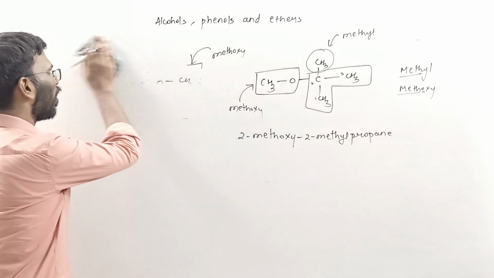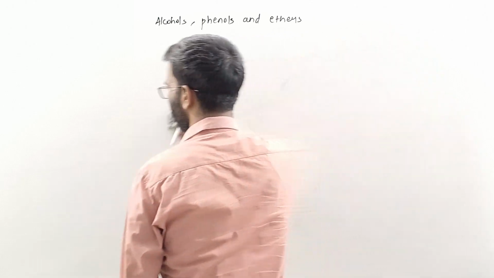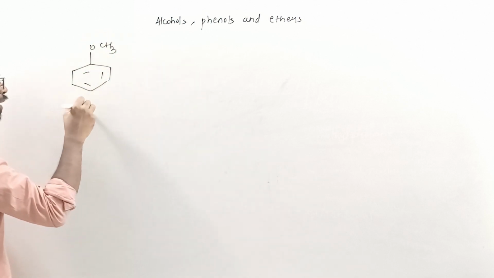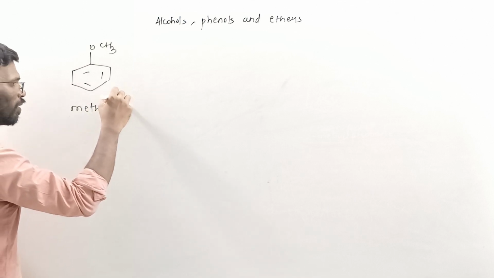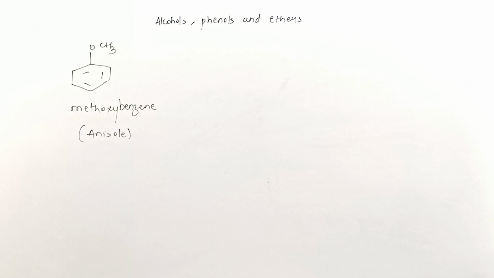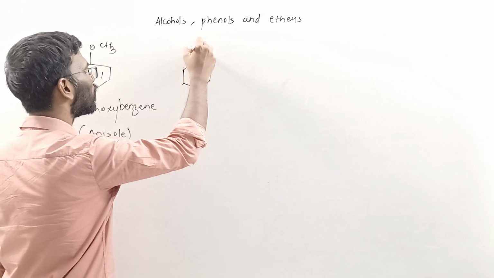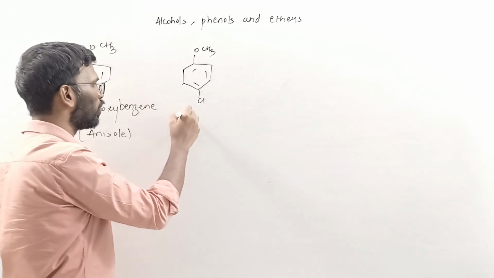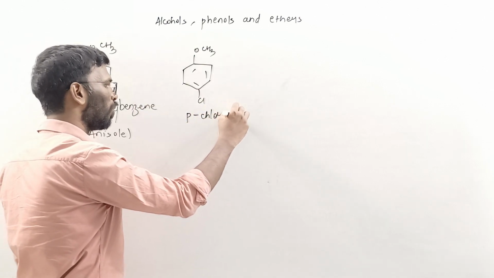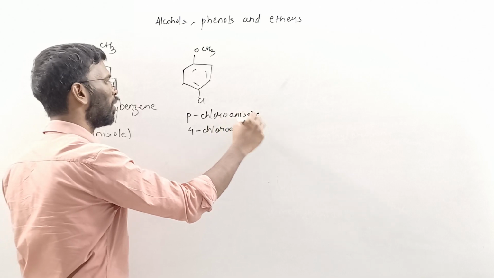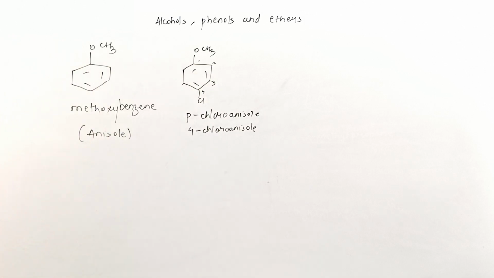Okay. Then aromatic ether, like methoxybenzene. This is called methoxybenzene. O, CH3. This is called methoxybenzene. Also known as anisole. Okay. Then what is this? This is para-chloroanisole. Anisole is the main. You can call this para-chloroanisole or 4-chloroanisole. At the fourth position, no? This is 1, 2, 3, and that is fourth. Okay.